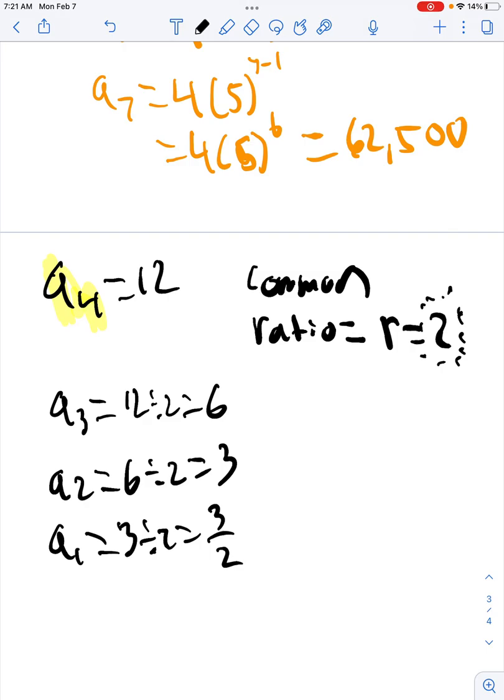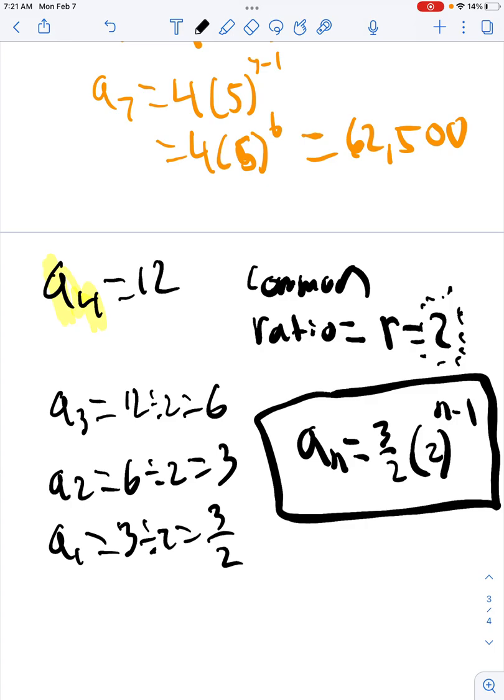So I know that, hey, I've got 1.5 for A, and then my common ratio of 2. So a sub n equals 1.5 or 3 over 2 multiplied by 2 to the n minus 1 power.